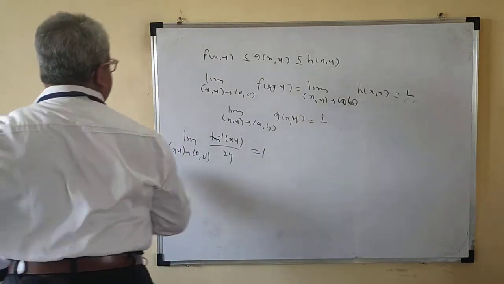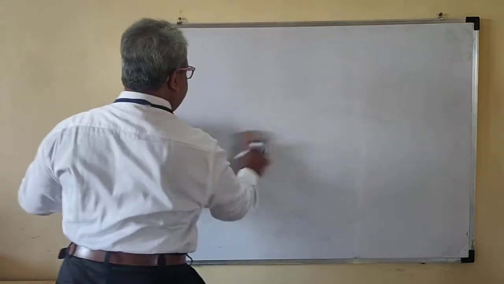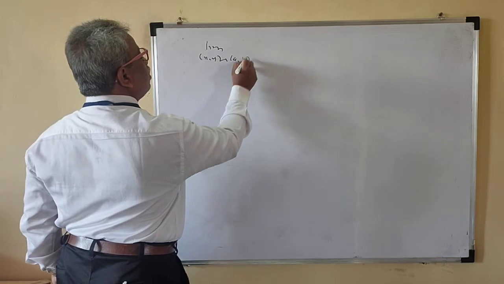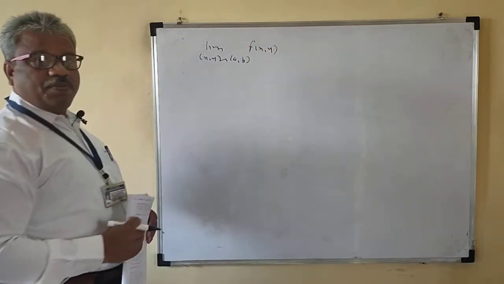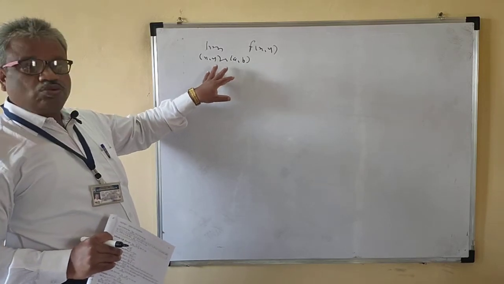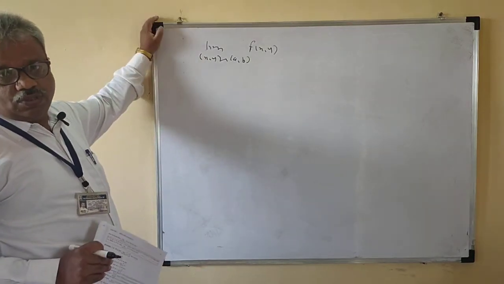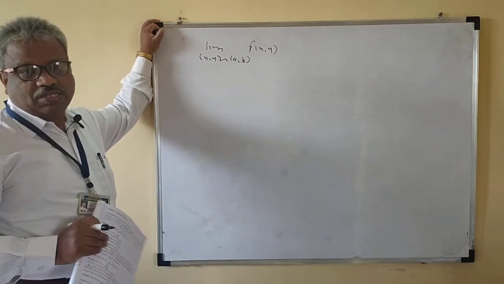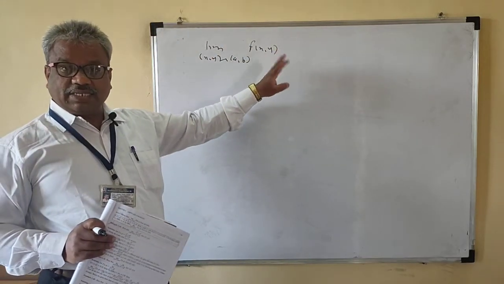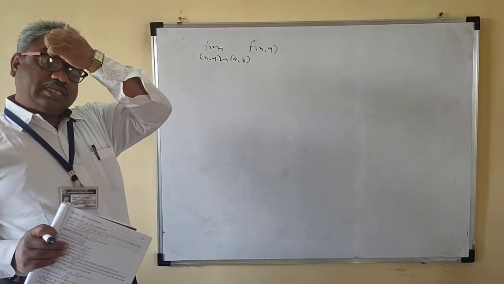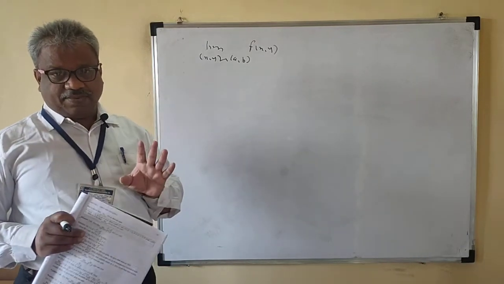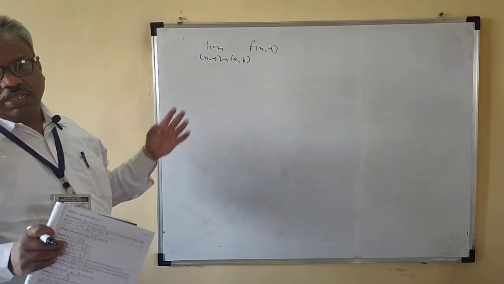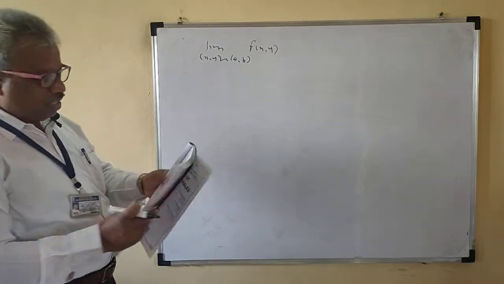Now limit along the path, so what does that mean? Suppose you have to find this limit, xy tends to ab of f of xy. If you have to evaluate this one, you have to choose a path passing through the point ab. Choosing a path passing through ab means you have to choose any curve passing through ab. If this limit exists and is the same, then we say that the limit exists. That means if the limit along any path is the same, then the limit will exist. Otherwise, if the limit along different paths is different, then the limit does not exist. So this is the meaning of this one.